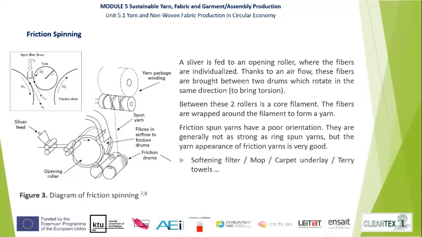The friction spun yarns have a poor orientation, and they are not as strong as ring spun yarns, but they have a very good appearance. They are mostly used in softening filters, mops, carpet underlay, or terry towels.